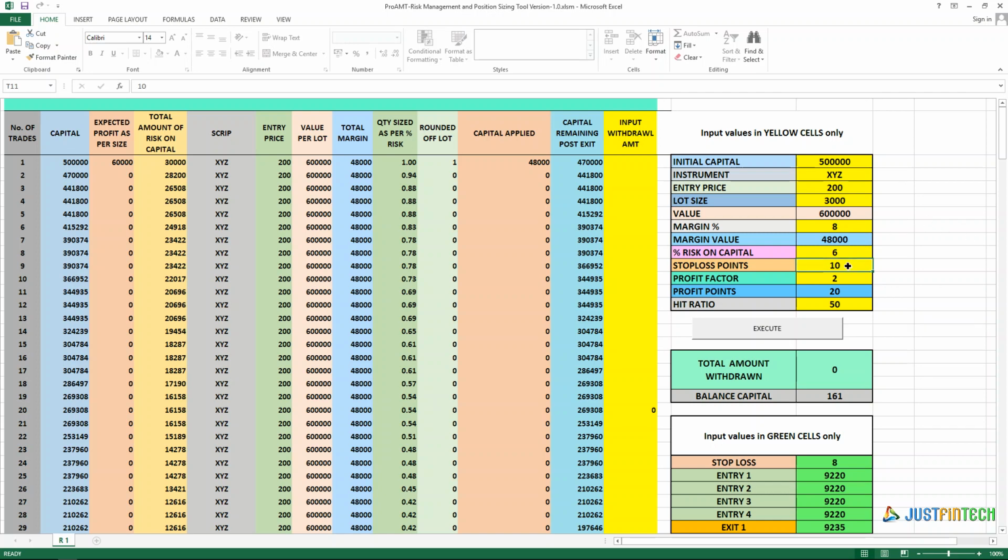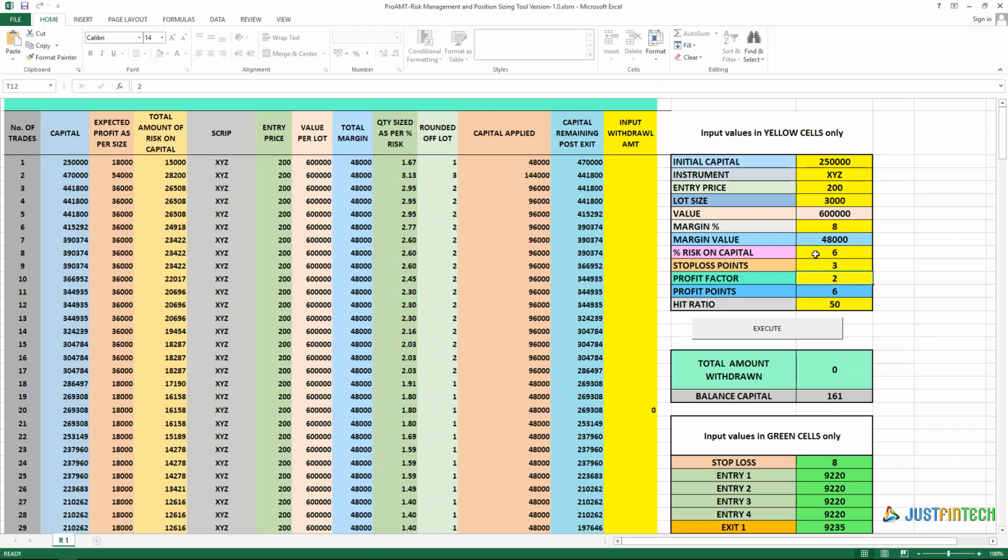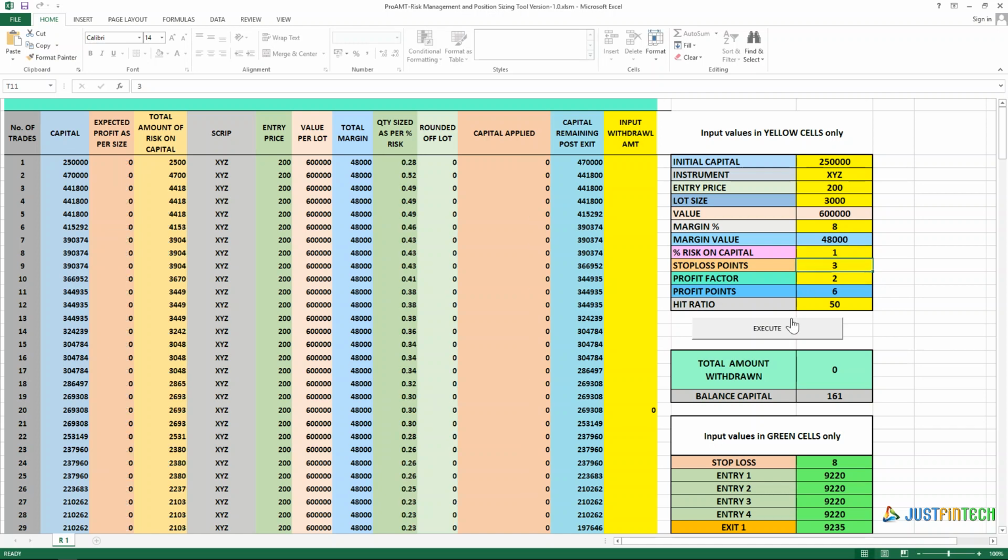Now, let's go back to the original calculation. Suppose somebody has 2.5 lakhs and they want to trade the same stock, but their stop loss is just 3 points, and they want to take a risk of 1%. Still not tradable. Now, let's say they take a risk of 2%, not possible. Take a risk of 3%, not possible. Take a risk of 4%, possible. So the minimum risk you want to take on capital is 4%, even if you have a stop loss of 3 points.